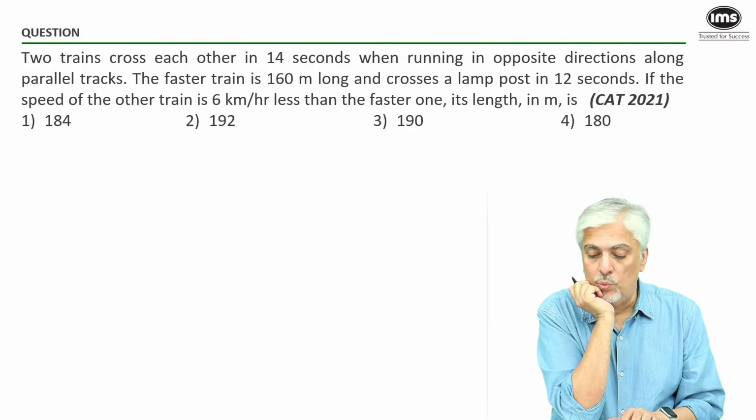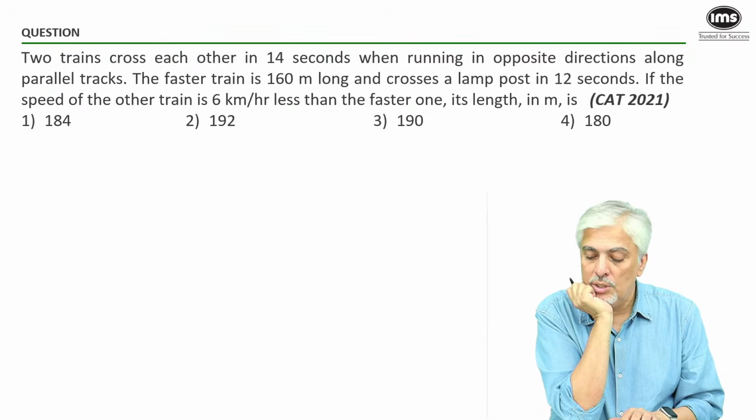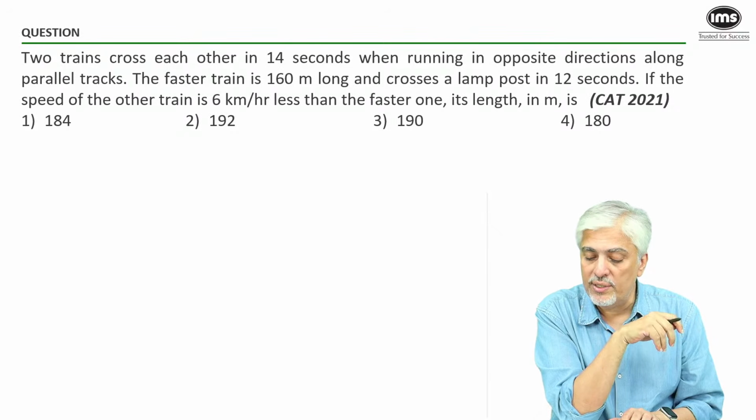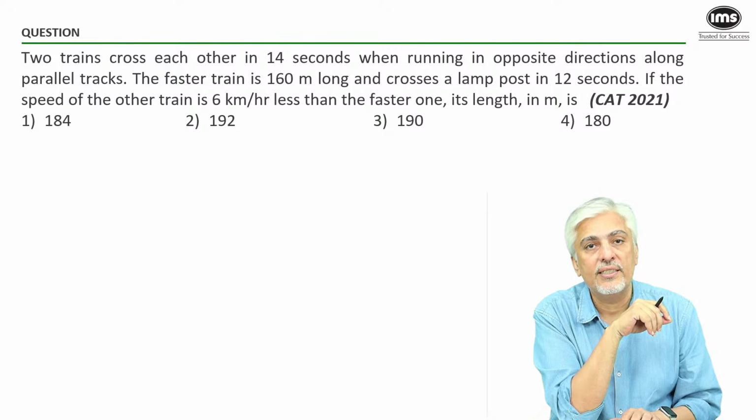One more CAT 21 question. Now, let's have a look at the question. Two trains cross each other in 14 seconds when running in opposite direction.